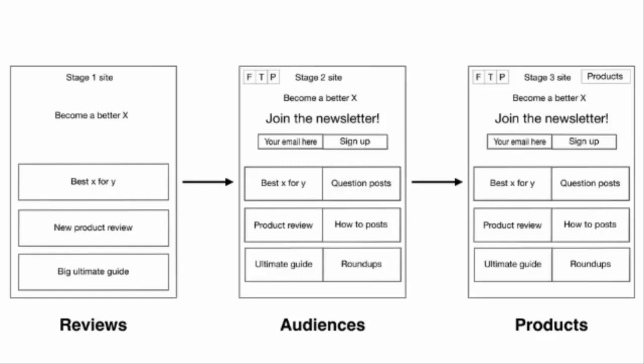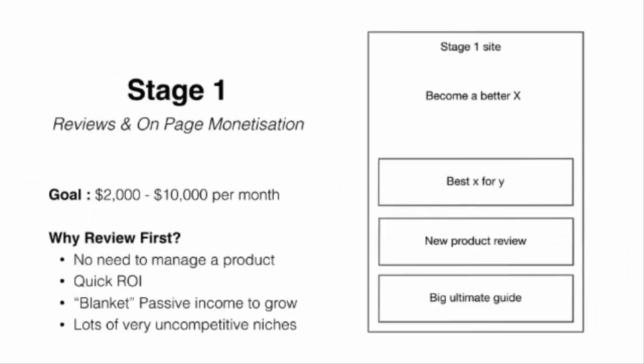Now let's zoom into each stage of the authority site. So the stage one authority site is all about reviews and what we call on-page monetization, which means that essentially you're not having any kind of advanced sales funnel or whatever you've heard online marketing bloggers talk about. You literally focus on selling on your blog posts through offering a solution or through talking about products people are Googling about, so that you can generate a quick affiliate commission.